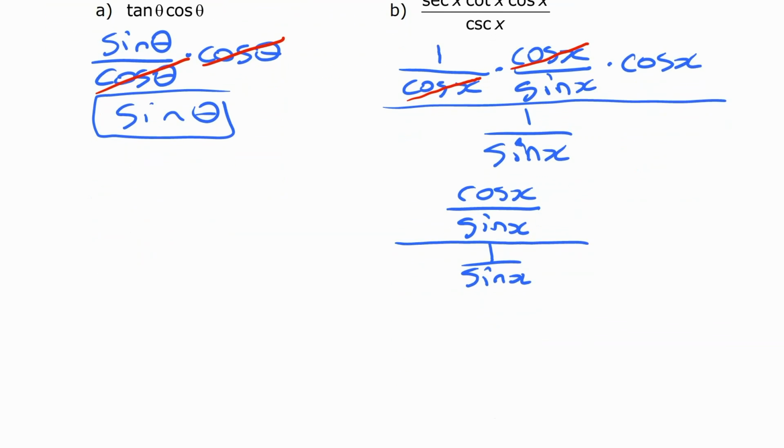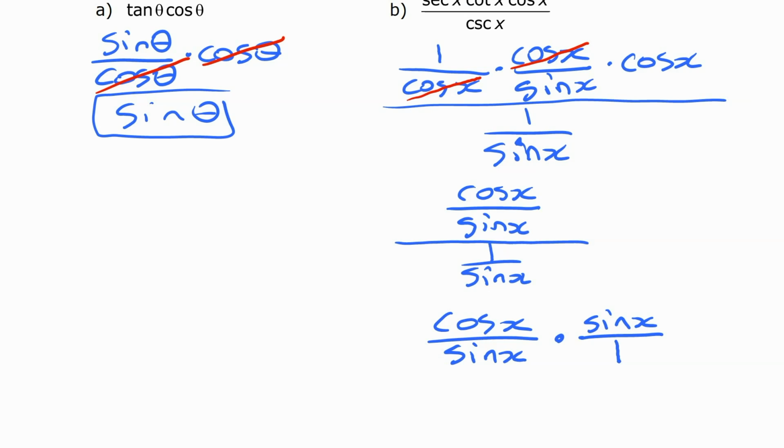And then from there, since I have a fraction divided by another fraction, what I can do is change it to that top fraction multiplied by the reciprocal of the bottom, which is sine x over 1. And then we can look at canceling those two things, because divide by sine multiplied by sine is going to cancel each other out, and we just have cosine of x. All right? That is one way of doing that.